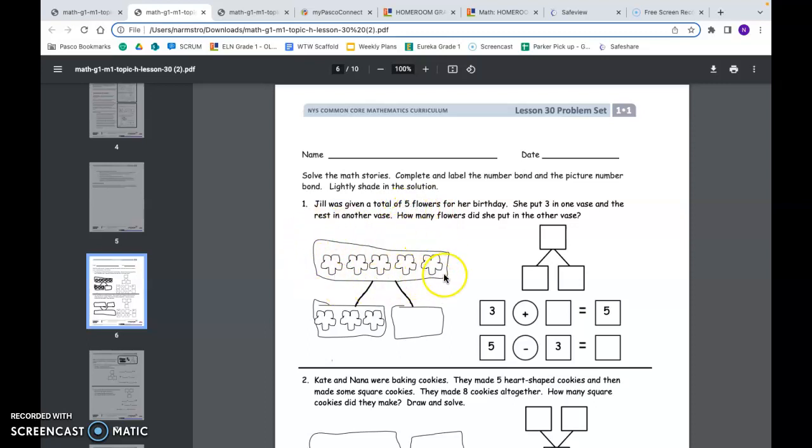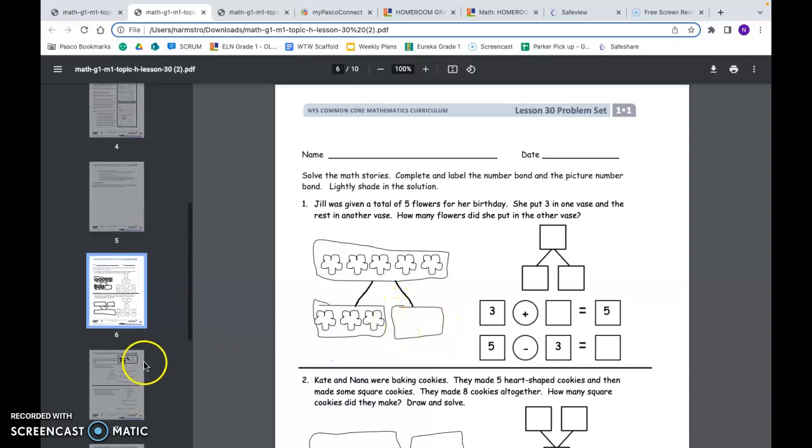So in our number bond, our picture number bond, we have our whole of 5 up here. She put 3 in one vase, that's where you see right here. And then, friends, we don't know how many she put in the other vase, so that's why this part to this picture number bond is blank.